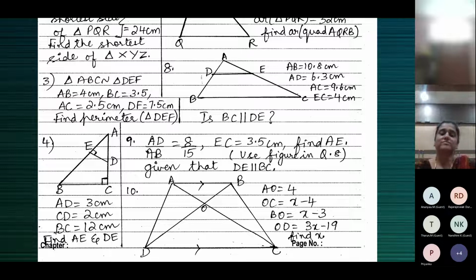Yes, ma'am. AD by DB is 7.5, and AE by EC is also 7.5. So 7 by 5, sorry, ma'am, 7 by 5. So by BPT it is parallel. By converse of BPT. Yes, ma'am, by converse of BPT.